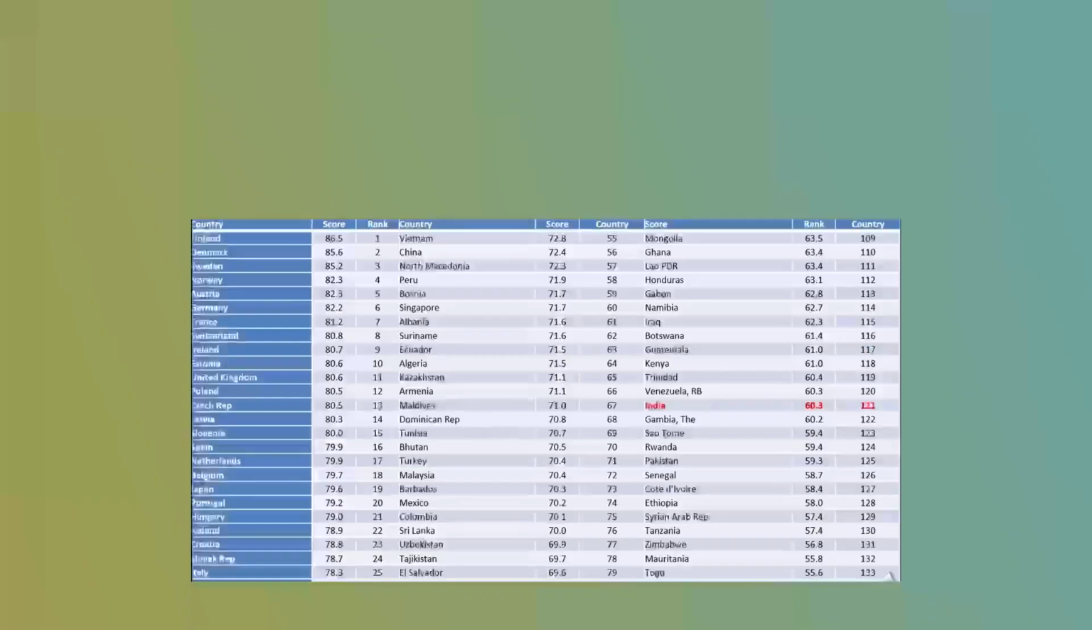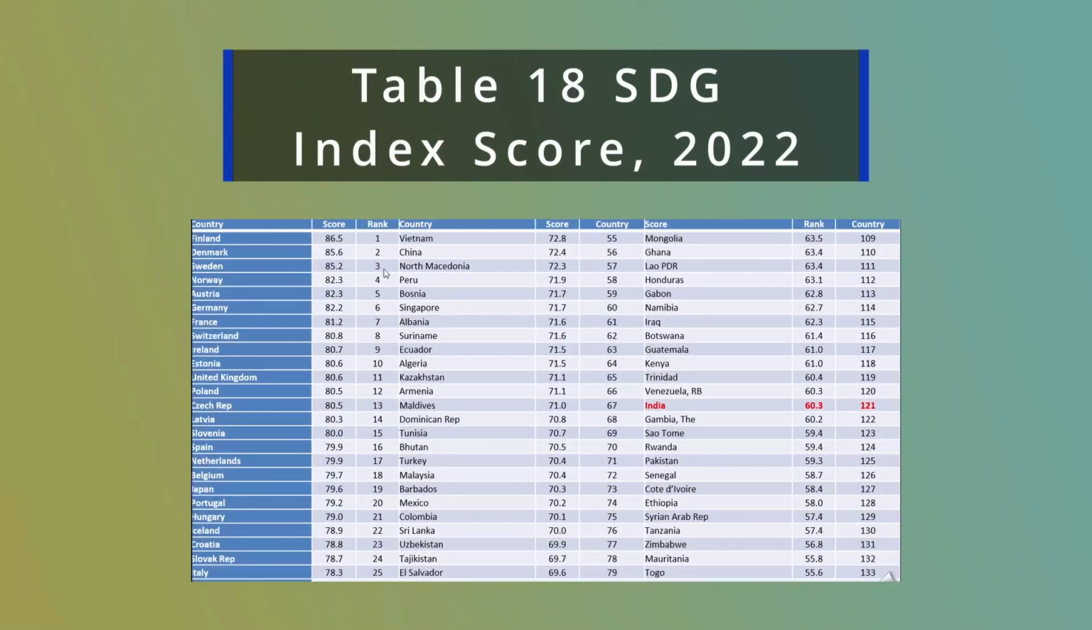This table helps us to understand the SDG index score side by side, and the relative position of different countries can be understood by their ranking. As I have discussed here, Finland occupied the first position, and its score is the maximum, 86.5. Here the SDG index score varies from 0 to 100, therefore 86.5 is very near to 100. The SDG score of Denmark, Sweden and Norway is also very close to the top country Finland. The score of Denmark is 85.6, Sweden is 85.2, and Norway is 82.3.